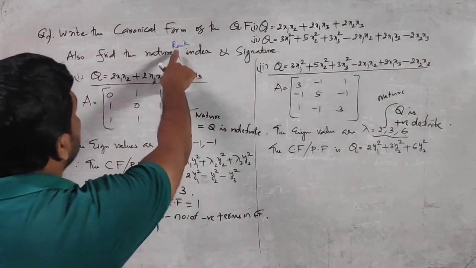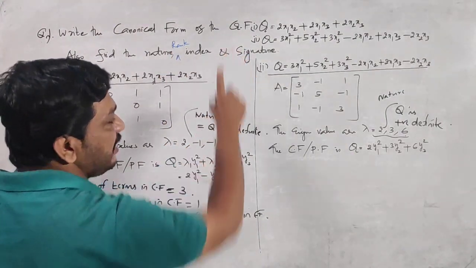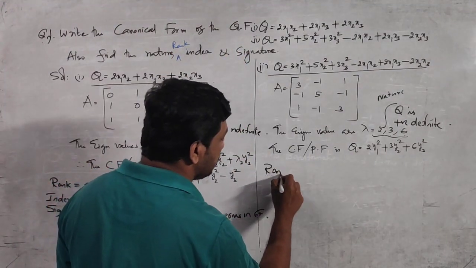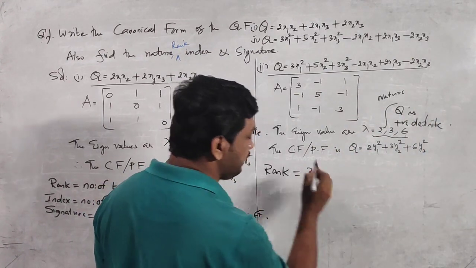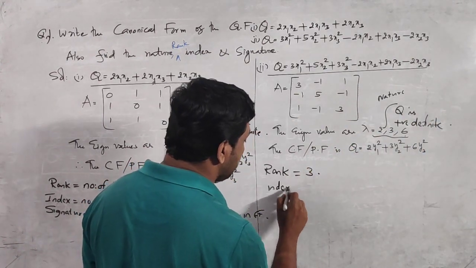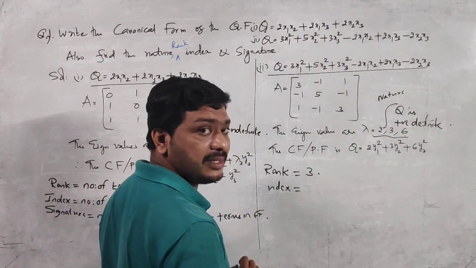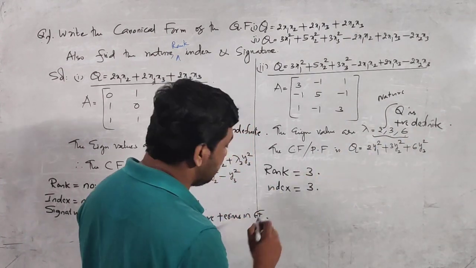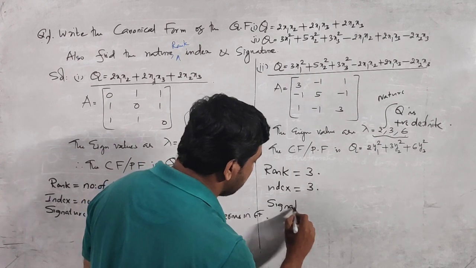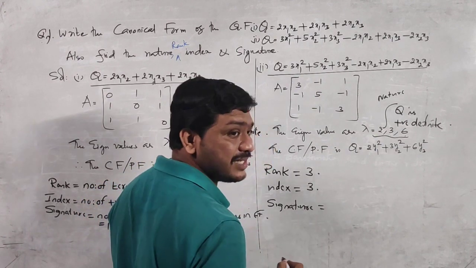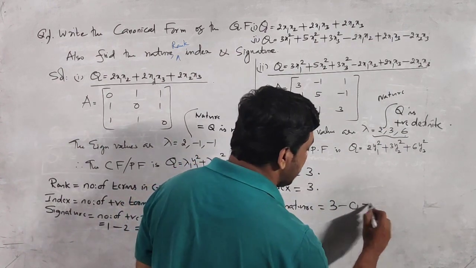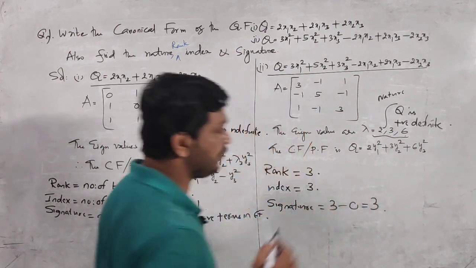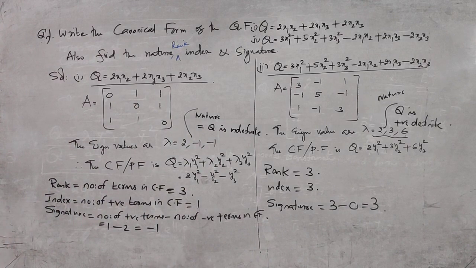So now there are 3 questions left: what is rank, index and signature. Rank is the number of terms in the canonical form, 3. Index is the number of positive terms in the canonical form, 3. Signature is the number of positive terms minus the number of negative terms. Here there are 3 positive terms but no negative terms, so the signature is also 3. Okay, thank you.